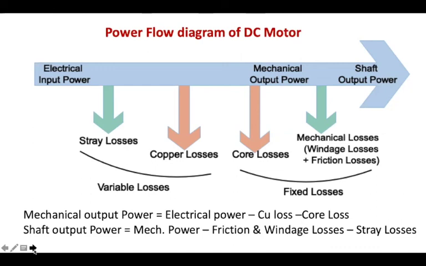So we define the two terms as: mechanical output power is equal to the electrical power minus copper loss minus core loss, that is, the electrical losses will be subtracted from the electrical power and you get the mechanical output power. While the power at the shaft will be the mechanical power developed minus the friction and windage losses and the stray losses. So the actual output power will be a combination of the electrical losses plus the mechanical losses, and then the rest of the power will be available at the shaft.